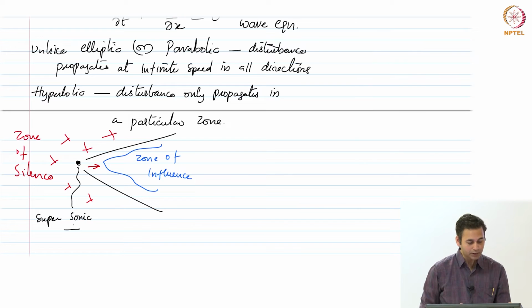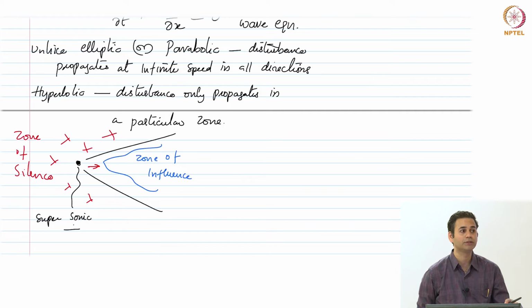So, as a result, the kind of schemes you would use have to take this into consideration. It is not that the disturbance propagates in all directions, but only in a particular direction. So, that needs to be taken care of. What is a good example of this? The zone of silence and zone of influence or zone of action. You must have noticed this several times, right.